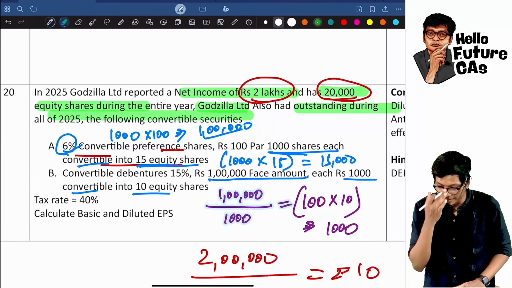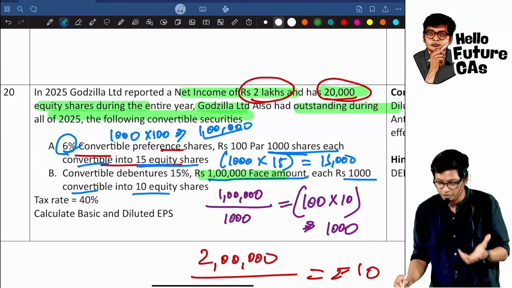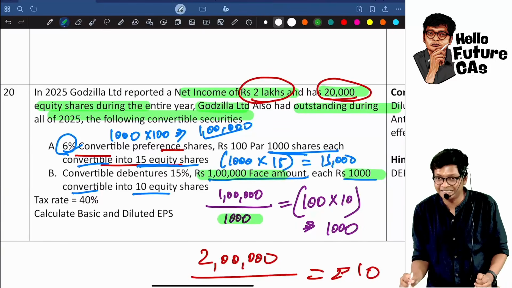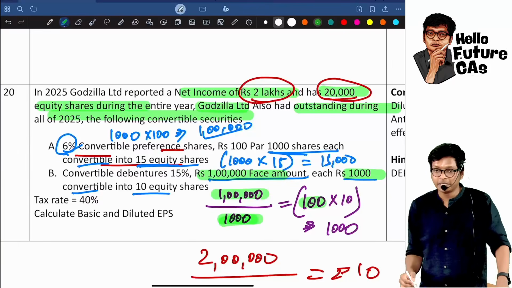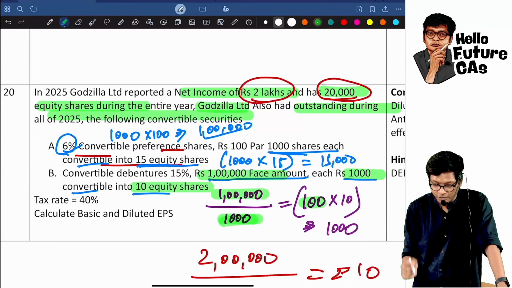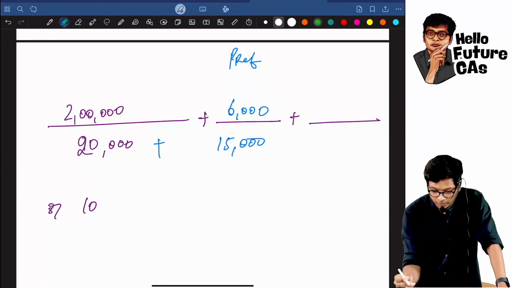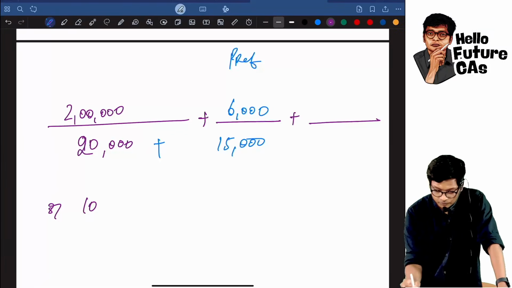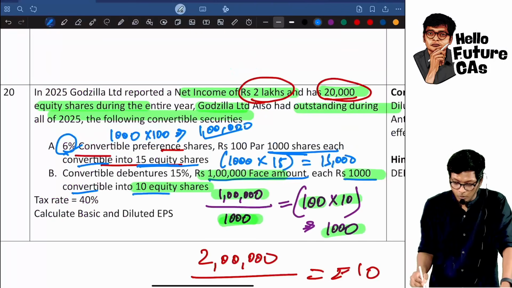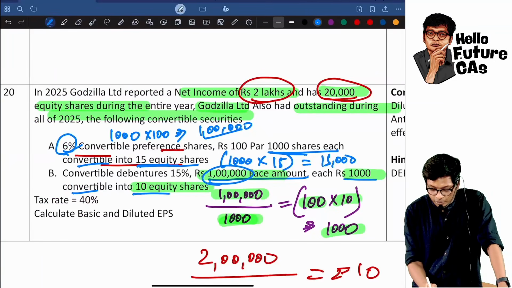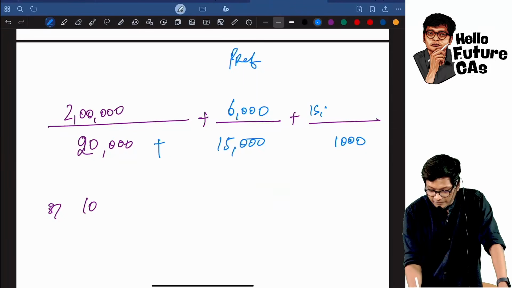Based on the swap ratio given in the question, look at this. 1000 face amount means I am considering that as the face value. Each debenture face value he is saying it is 1000. So 1 lakh by 1000 will give me 100 debentures, and each debenture is converted into 10 each. So I will get 1000 in the denominator over here. So plus 1000. And my numerator, what is the interest saved? 1 lakh into 15 is how much? 15,000 rupees I will save.